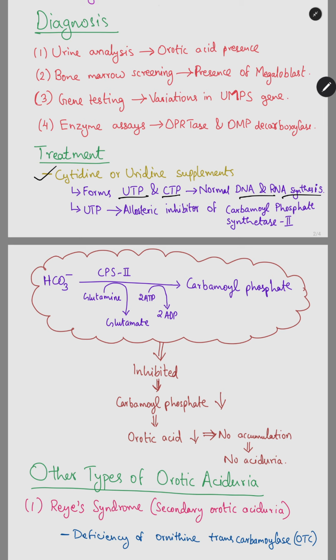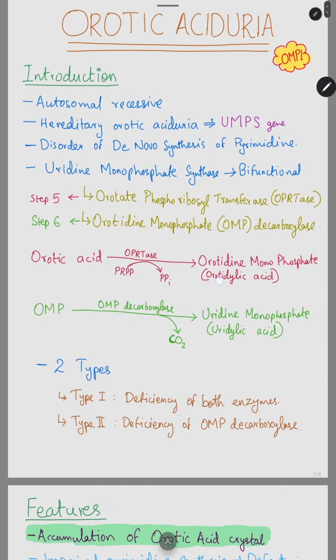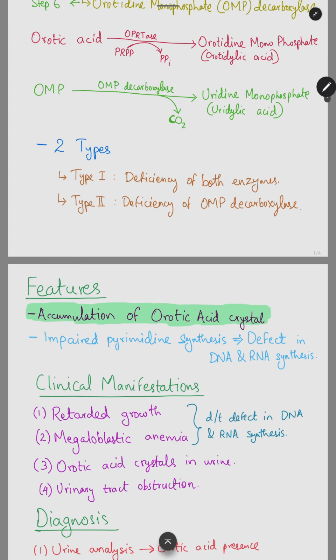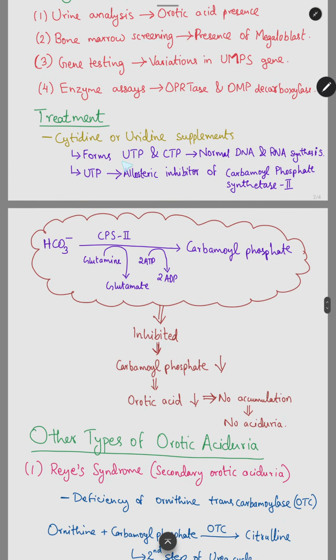So the DNA and RNA synthesis which was obstructed due to the deficiency of OPRTase and OMP decarboxylase enzyme is now revived with the supplementation of UTP and CTP. So this UTP and CTP enter into the DNA and RNA synthesis, and thus DNA and RNA synthesis is revived and becomes normal. So the manifestations due to the defect in DNA and RNA synthesis, that is retarded growth and megaloblastic anemia, are all cured with this cytidine and uridine supplementation.